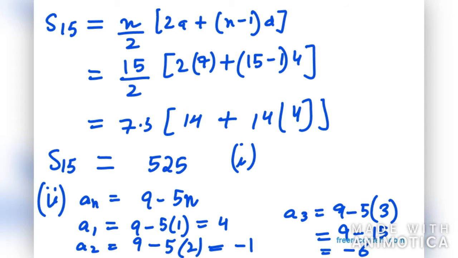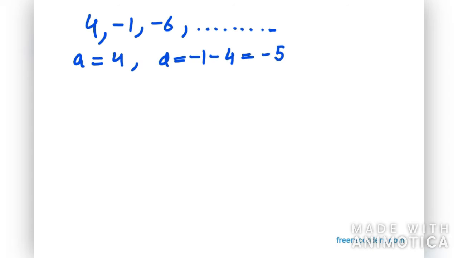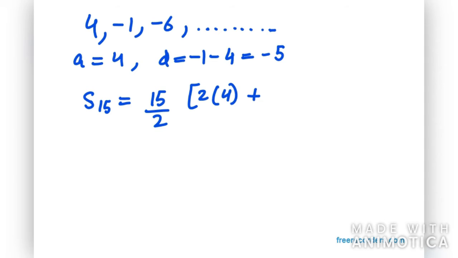So we have three terms now again: 4, minus 1, minus 6. As you can see, it is of the form of an AP, as the common difference between these is minus 5. So let us write the AP first: 4, minus 1, minus 6 and so on. Now A is 4, D in this case will be minus 1 minus 4, that will be minus 5. Now we need to find S15, so it will be 15 over 2 times twice of A, that will be 4, plus N in this case is again 15, 15 minus 1 times D. D in this case is minus 5.